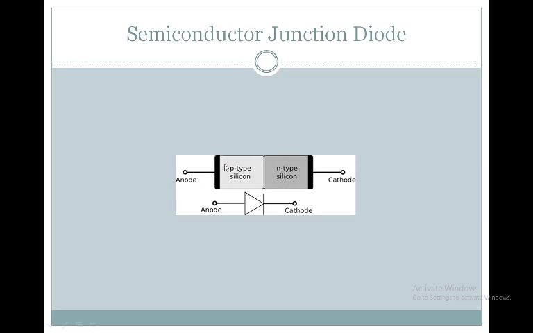So the terminal with the p part is termed the anode. The terminal with the n-type semiconductor is the cathode. So the electronic symbol is basically like this. You have a triangle like this, like a gate. So this part is the anode and this part is the cathode. So anode and cathode. We study this device more.